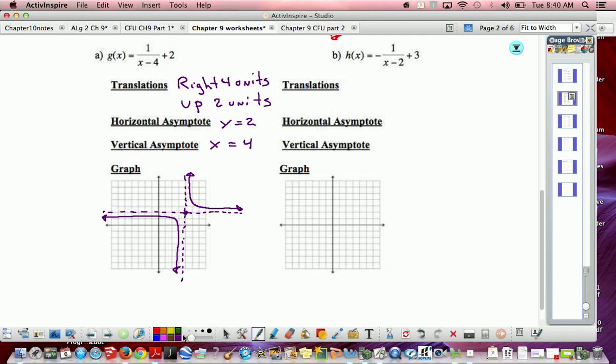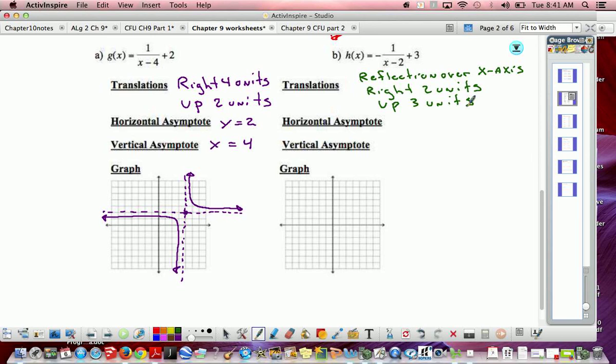Alright, let's take a look at our last one. This one has all three of them going on. We have a reflection over the x-axis. We are going to the right 2 units and up 3 units.